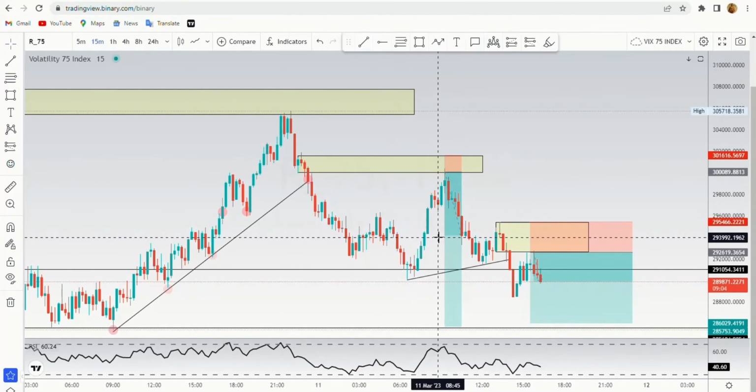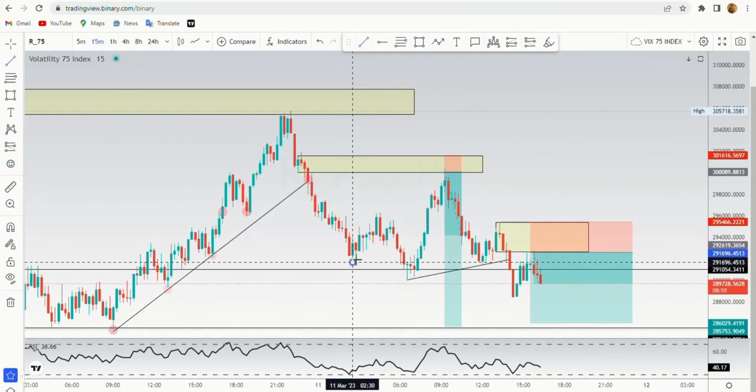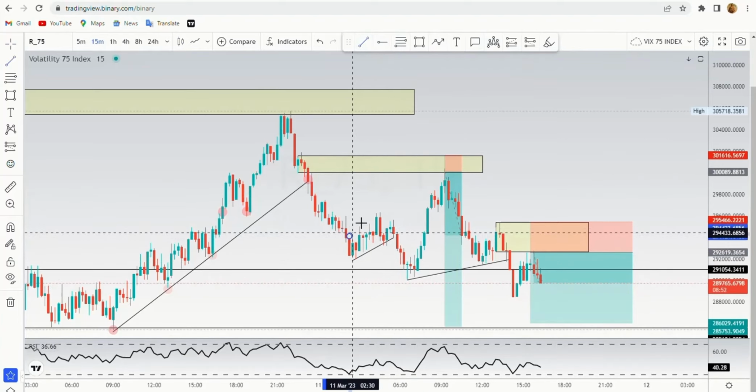So when we came back in the morning, I noticed something like a flag. You can see this is a flag. If we go on the 5-minute time frame, you can see it is a very good flag.